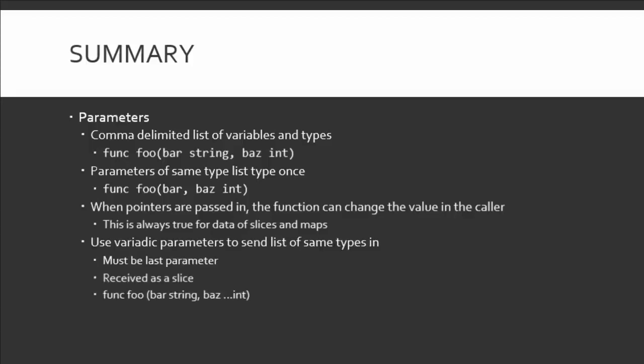We also talked about how you can use variadic parameters to send a list of the same types in. So it must be the last parameter in the parameter list. It's received inside of the function as a slice. And you see an example of the syntax right here. So we've got the function foo. It has one parameter bar that's of type string, and then a parameter baz that's a variadic parameter of integers. So inside of this foo function, we're going to have a slice called baz, and that's going to contain all of the integers that have been passed in.